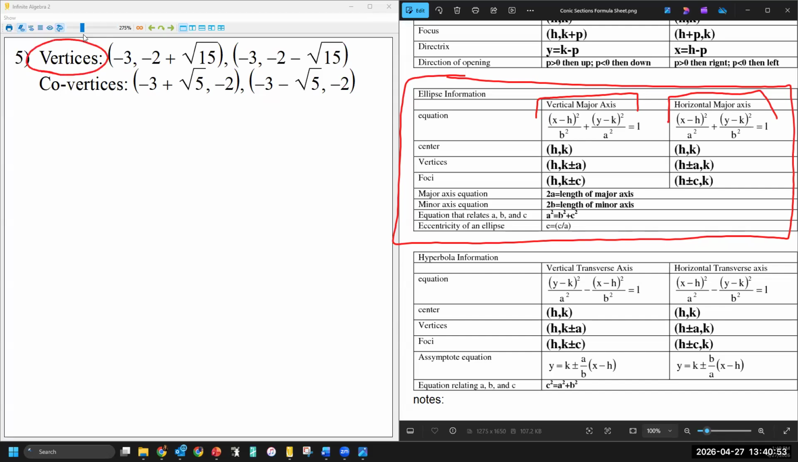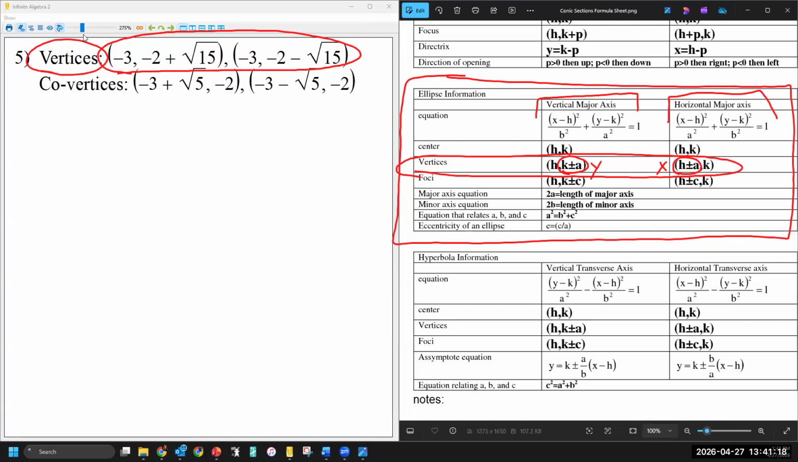So I'm going to look at the vertices row. And notice that if I'm in vertical, I have a plus or minus in the Y spot. And if it's horizontal, I have a plus or minus in the X spot. So let's look at my values. Where do I see either a plus or minus, or where do I see a value that's changing?